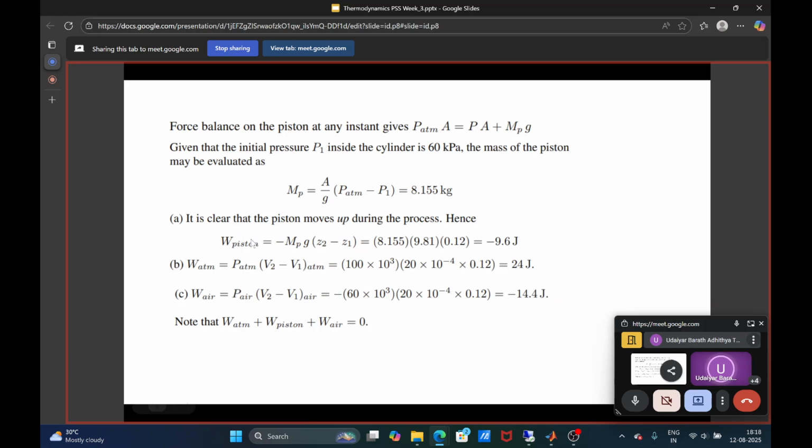If you sum up all the work, you will get a net work of 0 in this case. So W atmosphere plus W piston plus W air is 0. This is nothing but W system plus W surrounding, which is why it's 0. W atmosphere is the surrounding, and W piston plus W air is the system. So system plus surrounding, the net work is 0, because that becomes an isolated system. Hence this is 0.